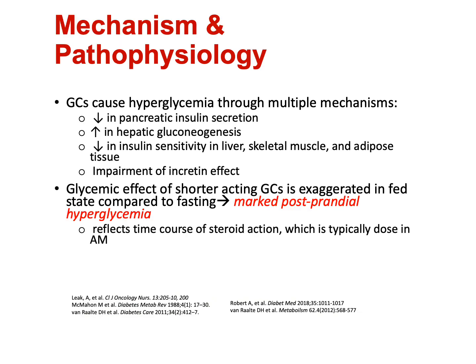So what are the mechanisms? Studies have shown that steroids can cause hyperglycemia through multiple mechanisms. They can reduce pancreatic insulin secretion. They can increase hepatic gluconeogenesis. They can reduce insulin sensitivity in the peripheral tissue, liver, muscle cells, and adipose tissue. And more importantly, in addition, there is impairment of the incretin effect. So the glycemic effect of shorter-acting steroids is exaggerated in the fed state compared to the fasting state. So you would expect a marked postprandial hyperglycemia.